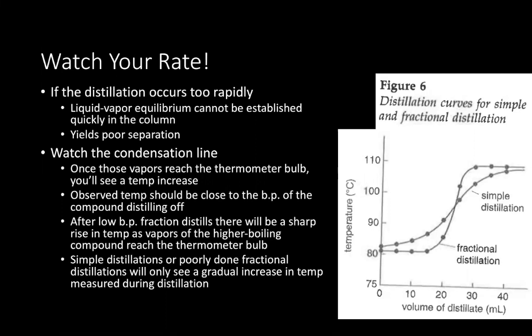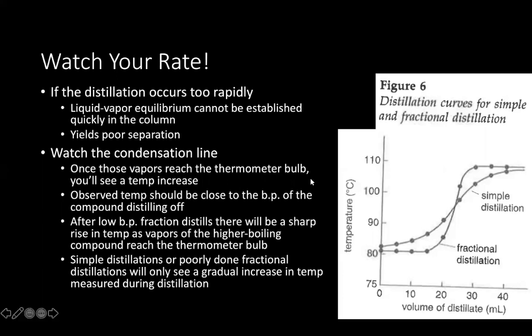You need to make sure that you watch your rate. In our procedure video, I discuss what your rate should be. It should be about 1 drop per second, but if the distillation occurs too rapidly, regardless of whether you're using simple or fractional, but particularly fractional, your liquid vapor equilibrium can't be established in the column very quickly, and so you get poor separation in a technique that you should be getting excellent separation for. Please be observant and watch that condensation line, okay?